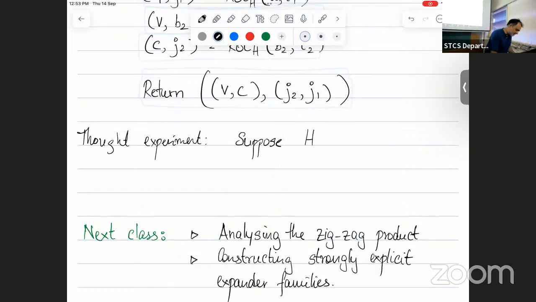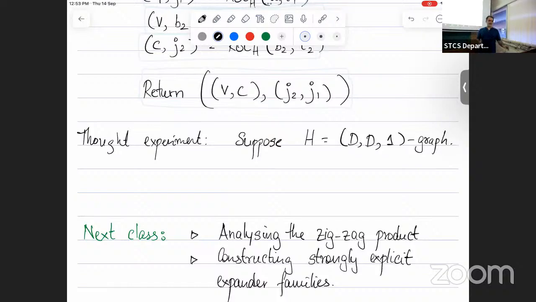Suppose the graph H that we are taking a zigzag with happens to be on D vertices, has degree D, and spectral gap 1.